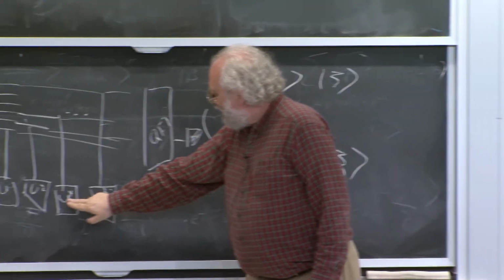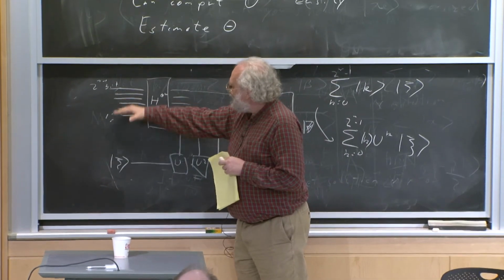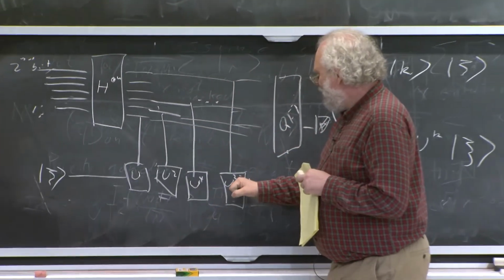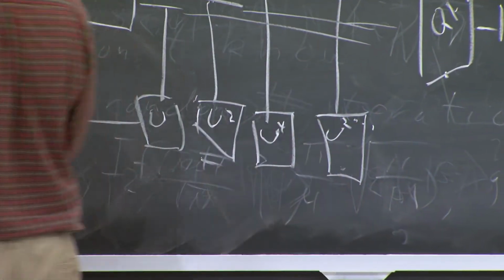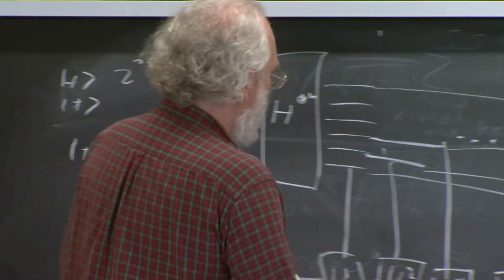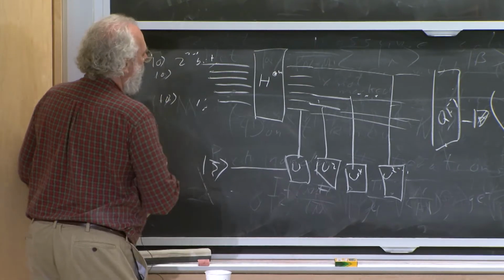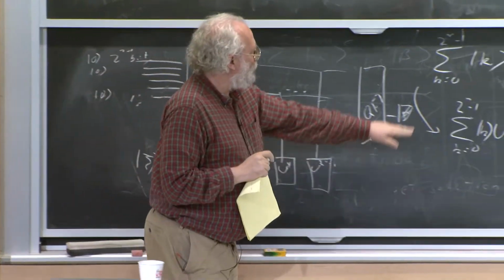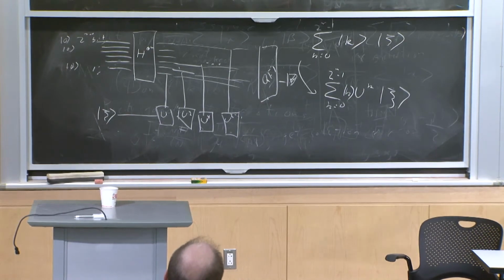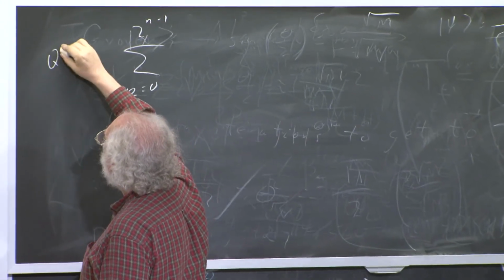So the ith bit applies U to the 2 to the i, which means if this represents some integer k, then you apply U to the k. I should have said we start out with all of these zeros, and the H to the n puts it in the superposition of all bit strings, which gives you this. Then this gives you k, U to the k psi. And the last thing gives you the quantum Fourier transform.